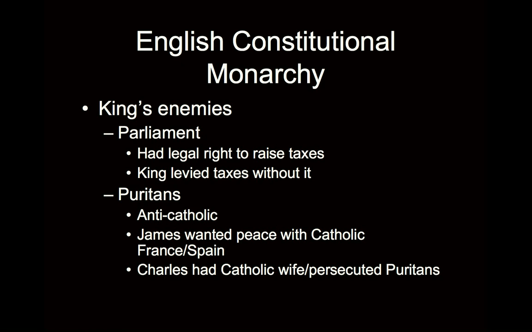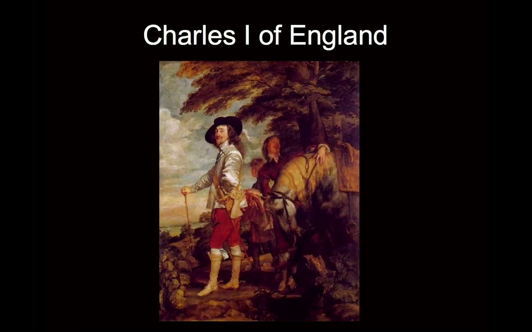were not anti-Catholic. James I wanted peaceful relations with Roman Catholic Spain and France, and his son Charles I married a Catholic and wanted Anglicanism to resemble Catholicism, Anglicanism being the official Church of England. And he, Charles I, persecuted Puritan ministers that resisted his religious policies. And so Charles I was quite good at unifying his parliamentary and Puritan enemies.